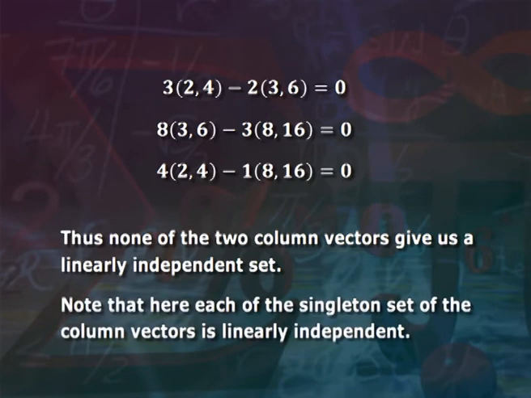Note that here each of the singleton set of the column vectors is linearly independent. Thus, the maximum number of linearly independent column vectors here is 1. Hence, the column rank also is 1, which was expected.